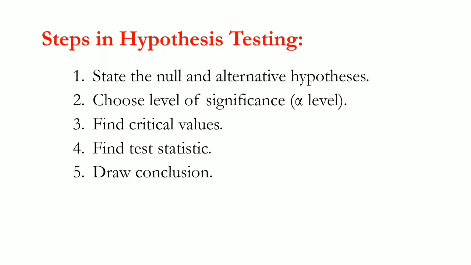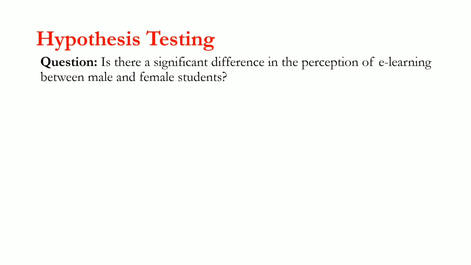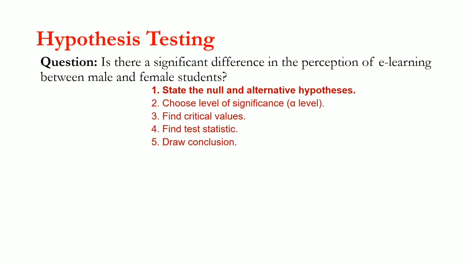The following are the steps in hypothesis testing. Number 1, state the null and alternative hypothesis. 2, choose level of significance. 3, find critical values. 4, find test statistic and draw conclusion. For example, you have this question in your research: is there a significant difference in the perception of e-learning between male and female students? Depending on your research question, you then address the rest of the steps in hypothesis testing.